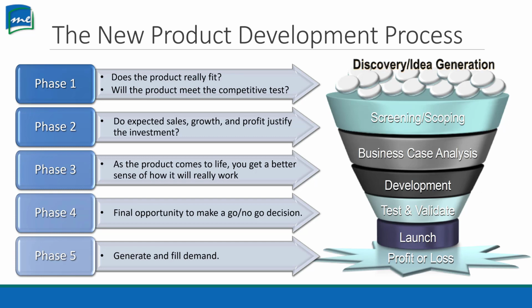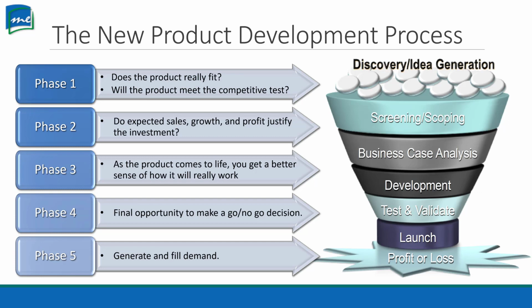So the third phase, as the product comes to life, you get a better sense of how it will really work. So we can see it actually becoming a real life product that would actually work. And then phase 4, the final opportunity to make a go or no-go decision. Are we going to move forward? Or are we going to say, stop this right here? Are we going to launch a rocket? Or are we going to hold off and not do it?